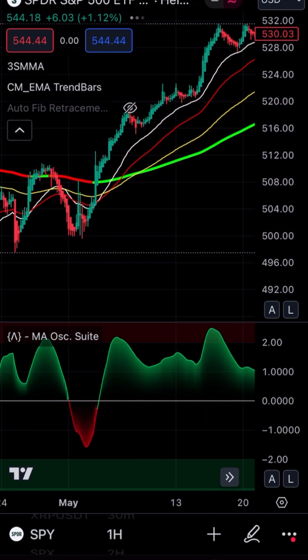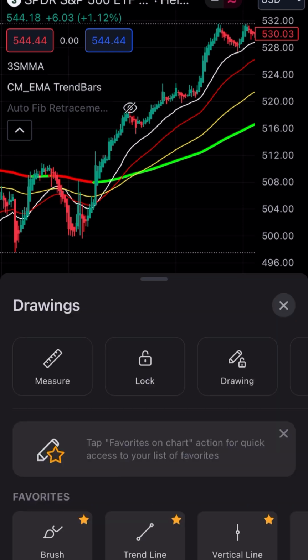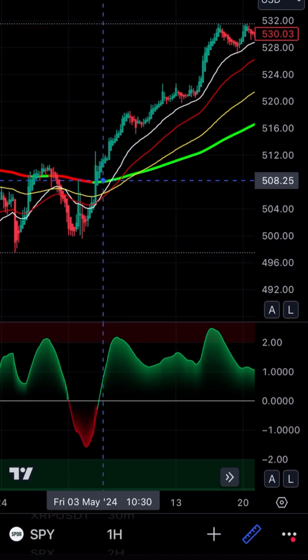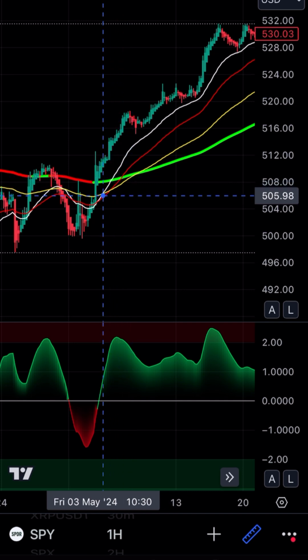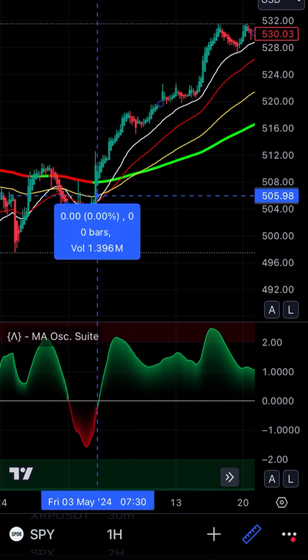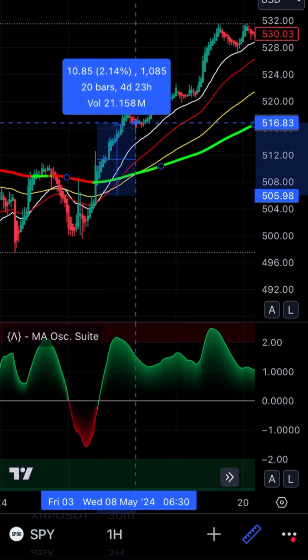We see that happening right here. So right here at this moment, we see the 200 moving average is turning green, and we see all 3 of these lines are crossing. So you would enter here, and you basically write it out.